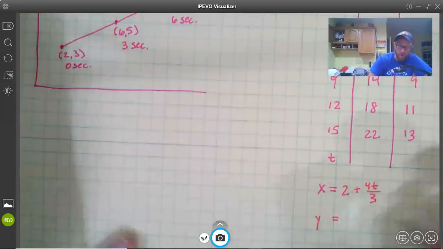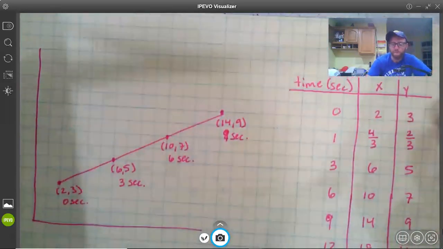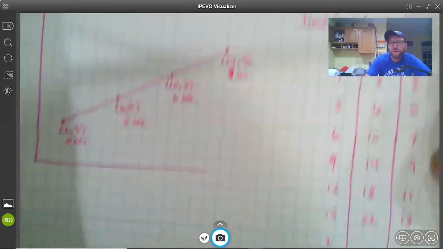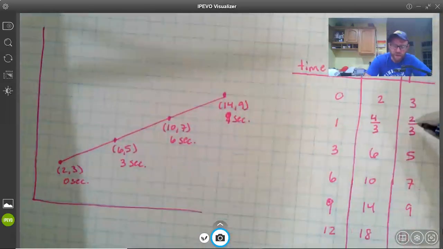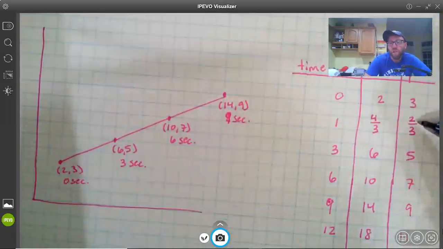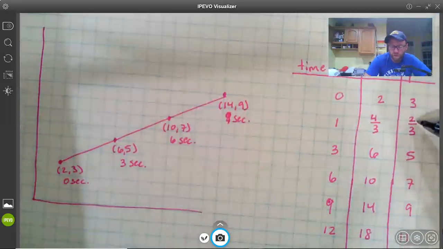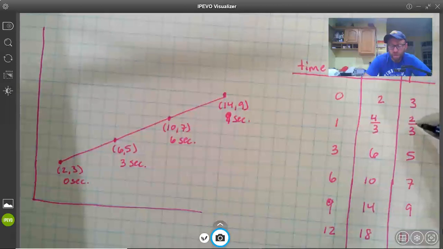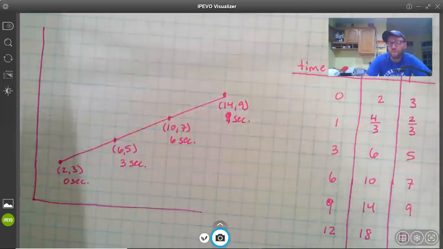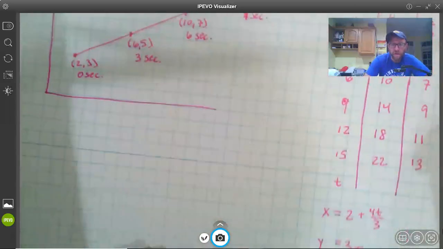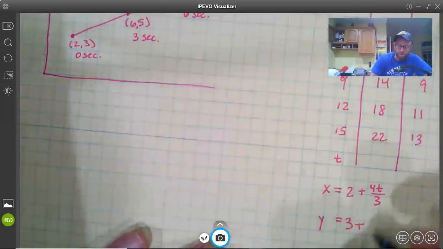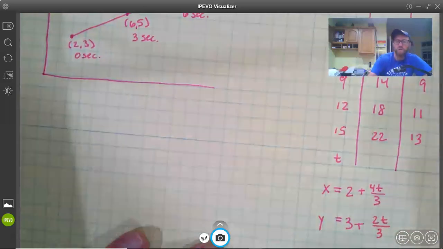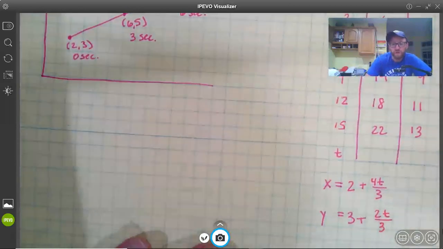For the y coordinate, we start at 3 plus, so for t seconds, for every single second, we move up 2/3 of a unit. So if I want to figure out where we're at after t seconds, I just have to multiply t times 2/3, for 2/3 for each second, so 2/3 t. And of course, we're adding that onto our original 3 units, 2t over 3. So now we have our 2 equations.